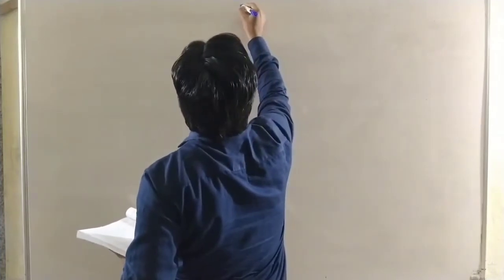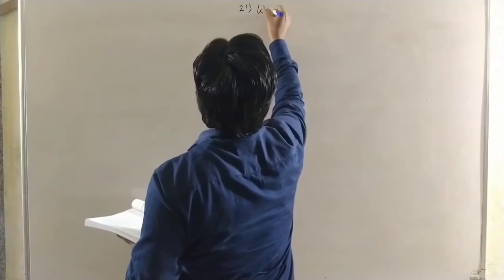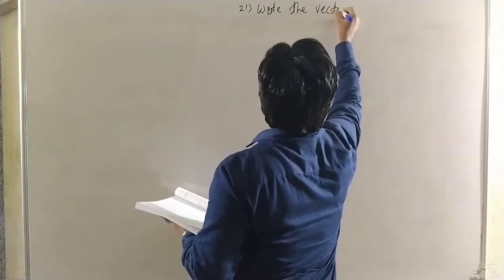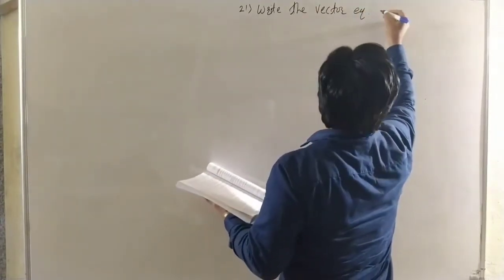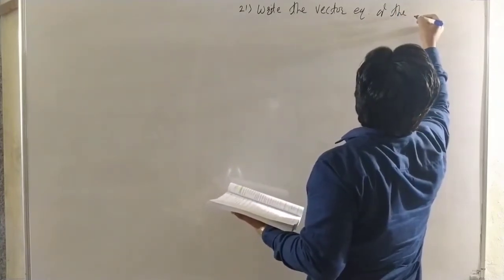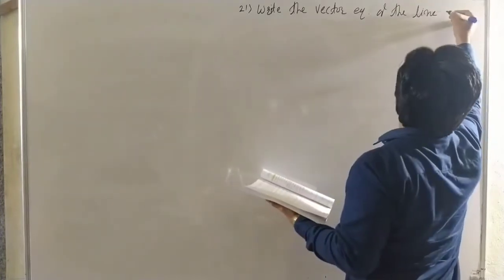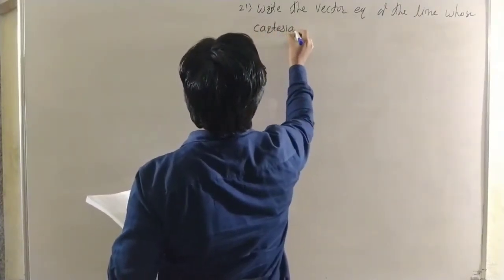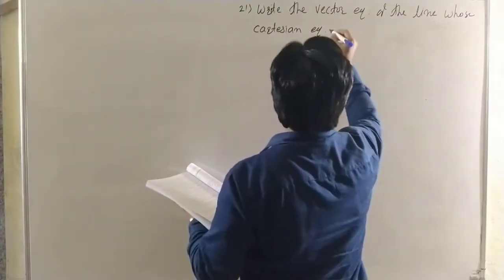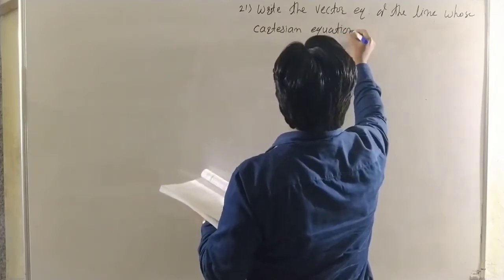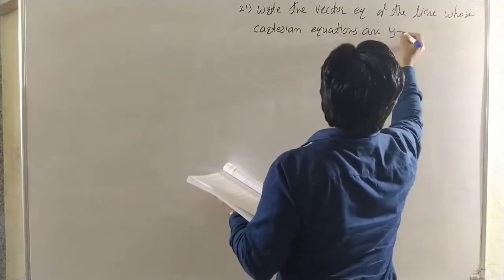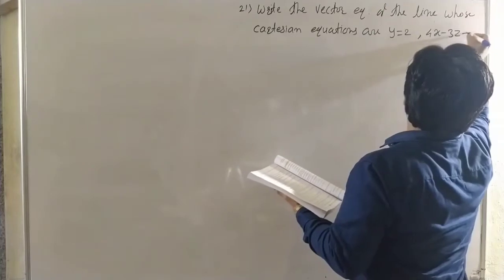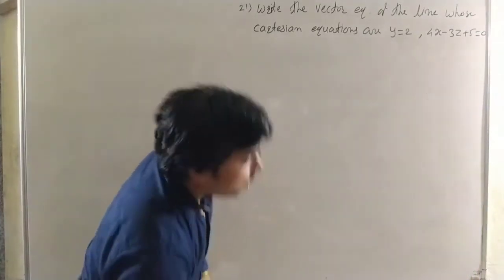Here example number 21, write the vector equation of the line whose Cartesian equations are y equal to 2 and 4x minus 3z plus 5 is equal to 0. Okay. Here we want to find the vector equation of these lines.